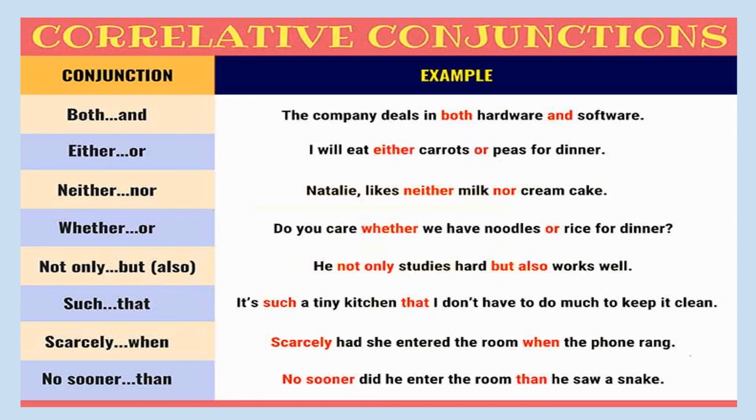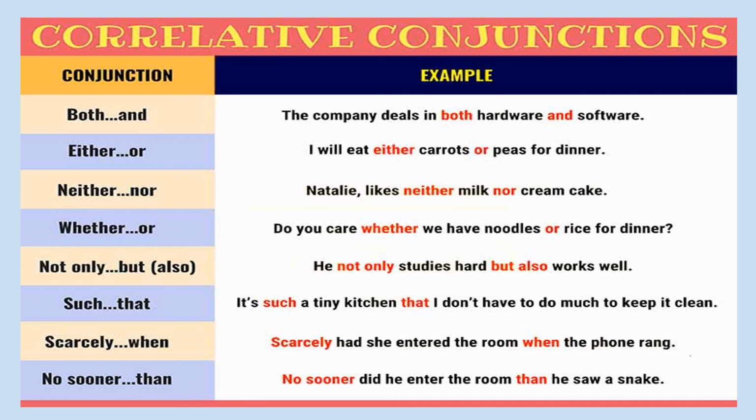Now let's know about the third type of conjunction, that is correlative conjunctions. These conjunctions are always used in pairs, like both. The pair of both is and. The pair of either is or. The pair of neither is nor. Let's see the examples now.